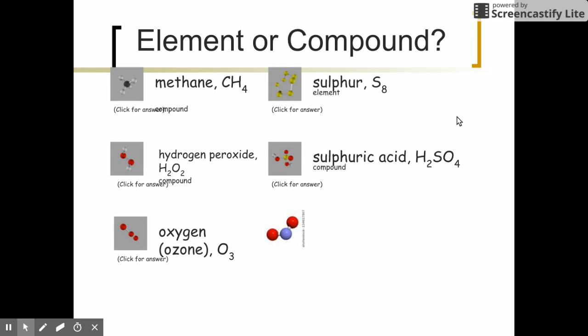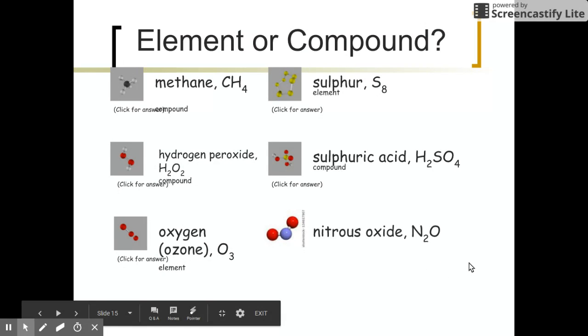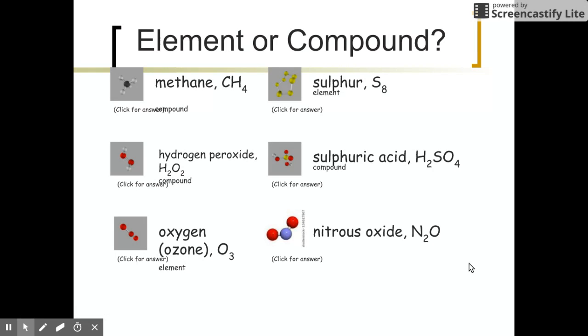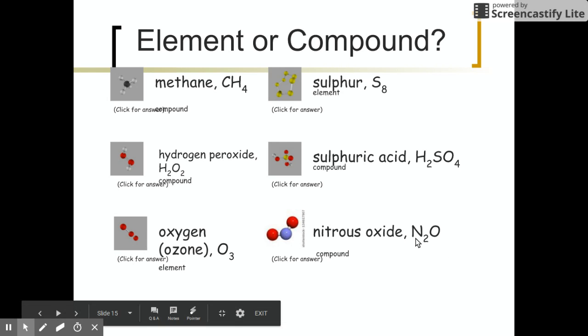Oxygen. This is actually ozone. The ozone molecule is O3. It's a little bit tricky, but yes, it's an element because the only element we have is oxygen. Even though there's 3 of them, there are still only oxygen atoms. Nitrous oxide. This is the laughing gas that the dentist uses. Yes, it's a compound. We have nitrogen and oxygen chemically combined.